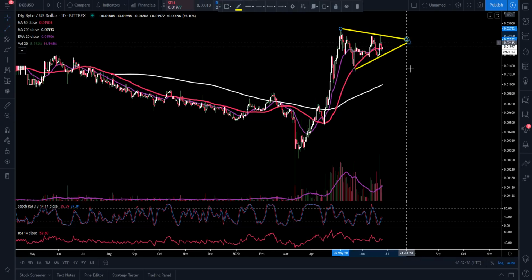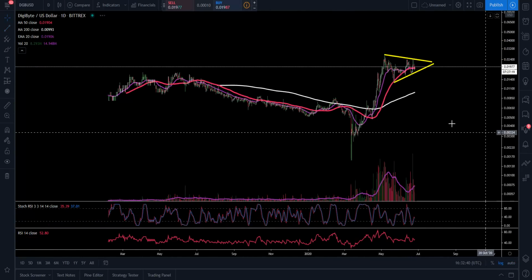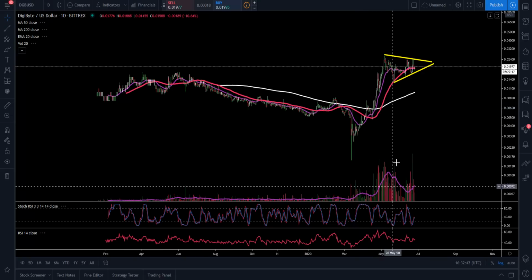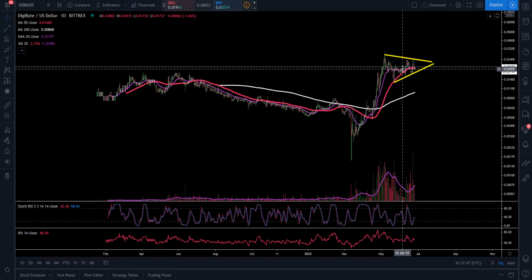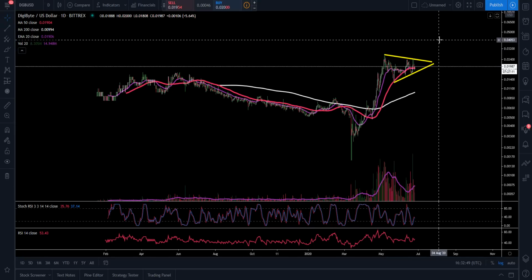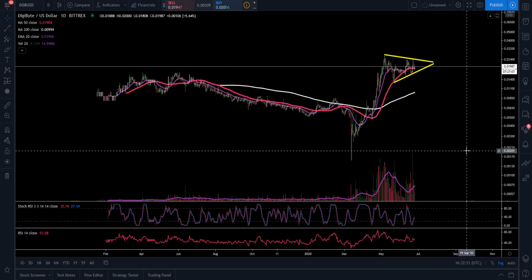All right, so we have a bit of a symmetrical triangle here, almost like a little flag pattern. And guys, that would be nice, because this would be our pullback on massive volume. And typically in these flags or pennants, the volume will go down, and then you'll have that next pop to the upside. So this is something I'm going to keep an eye on here. I'm going to keep these drawn. I think you should on your chart as well.